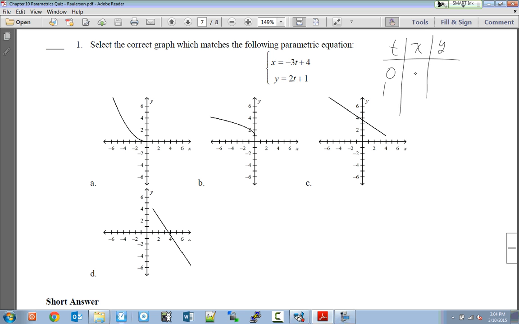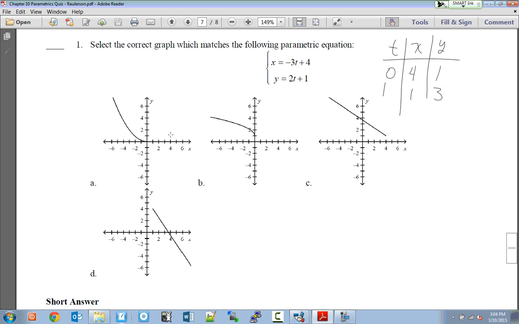If you plug in a 0 for t in the x equation, you're going to get 4. In the y equation, you're going to get 1. If you plug in a 1, you're going to get a 1 in the x equation and a 3 in the y equation. So now, let's go figure out which graph has these 2 points.